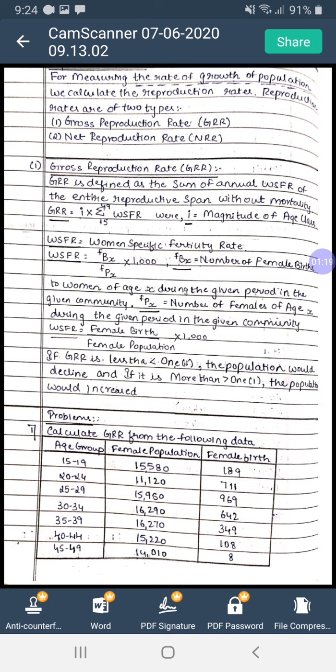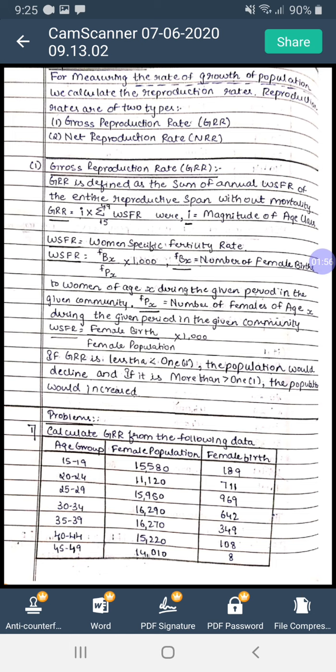It is defined as the sum of annual WSFR at the entire reproductive span without mortality. GRR is equal to i into sigma 49 by 15 of WSFR. So 49 is the maximum reproduction period and the minimum is 15. The minimum age where women can bear a child is 15 and the maximum is 49.